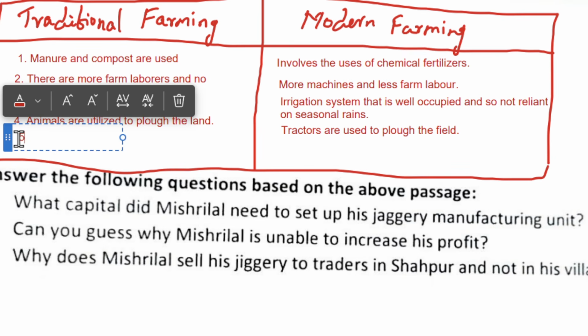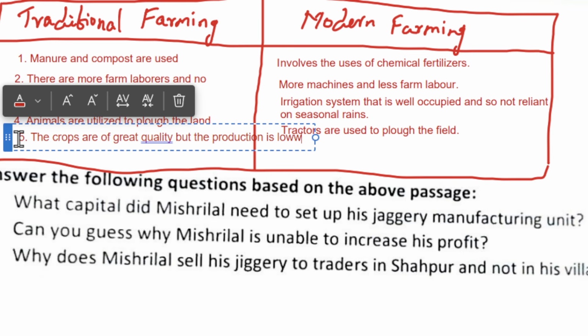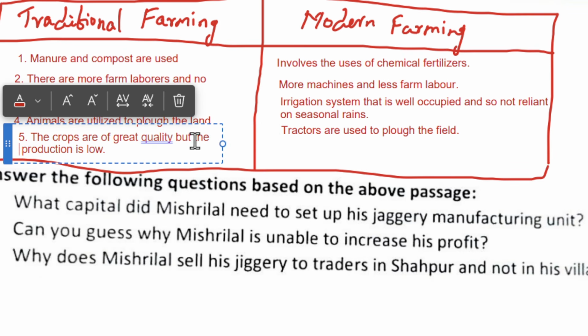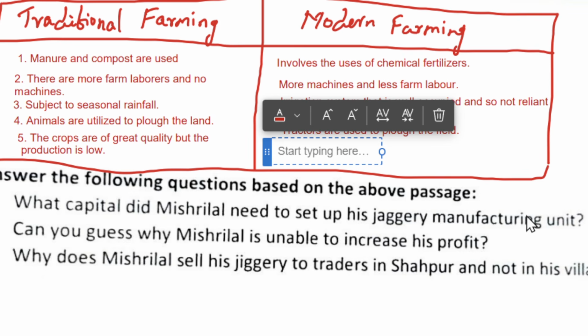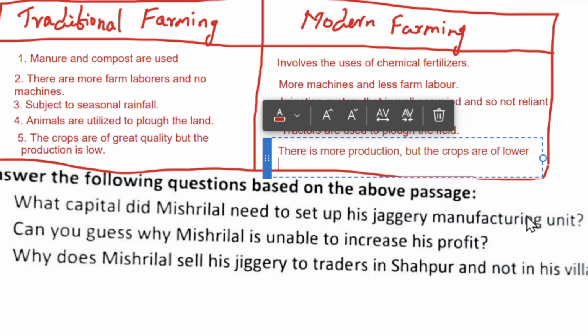Fifth point, the crops are of great quality, but the production is low. Here there is more production, but the crops are of lower quality.